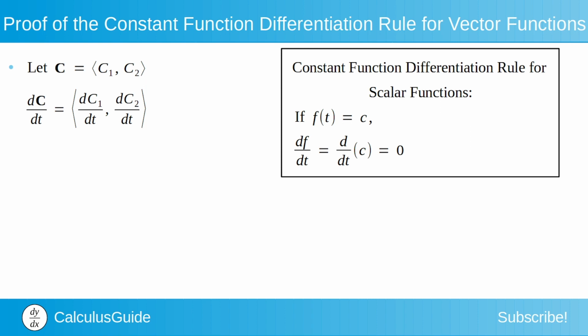The constant function differentiation rule for scalar functions states that if a function f of t is equal to c, a constant value, the derivative df dt is equal to the derivative of c with respect to t, which is equal to 0. c1 is a scalar constant, so the derivative of c1 with respect to t is equal to 0. c2 is also a scalar constant, so the derivative of c2 with respect to t is also equal to 0.